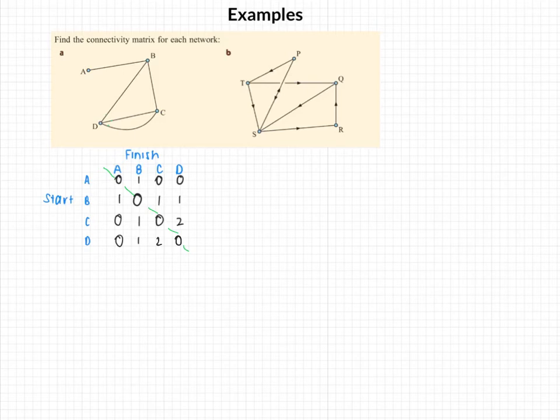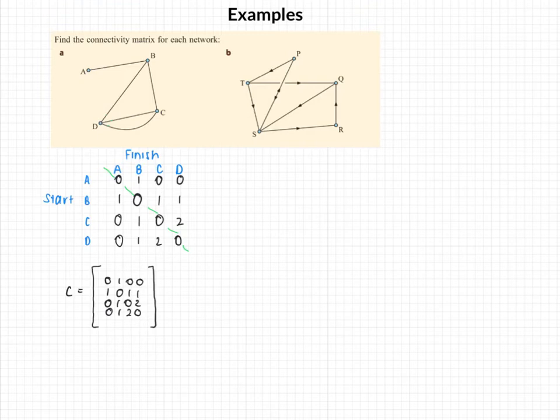From here, we can now represent our connectivity matrix. Our matrices are always labelled with a capital as well. So it would be 0, 1, 0, 0, 1, 0, 1, 1, 0, 1, 0, 2, 0, 1, 2, 0. And then we put a square bracket around the end of it. So that's for a connectivity matrix where there's no direction.